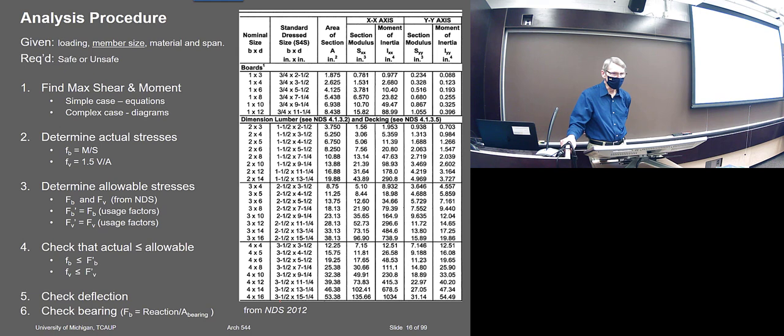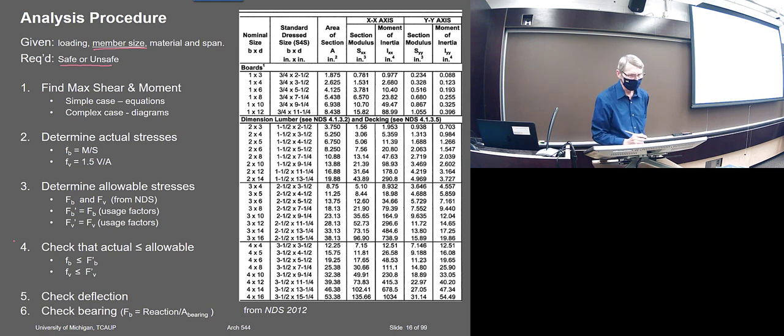Okay, so shall we do an example? Let's start with analysis. For analysis, we're given the member size, right? That's what analysis is about. There are a couple of different ways you can do analysis. You can do a capacity check to see how strong it is. We'll just do this one, pass or fail, so safe or unsafe.